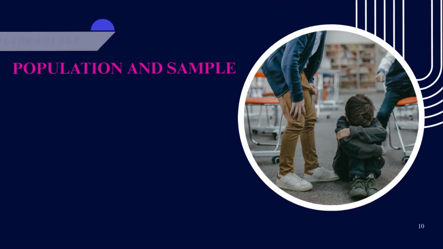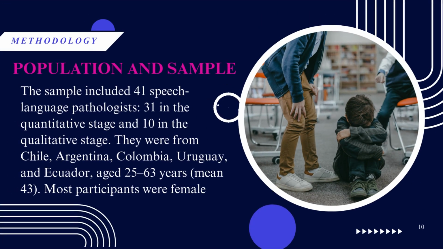The population and sample. The sample included 41 speech language pathologists, 31 in the quantitative step and 10 in the qualitative step. They were from Chile, Argentina, Colombia, Uruguay, and Ecuador. Ages ranged from 25 to 63 years, mean 43. Most participants were female.